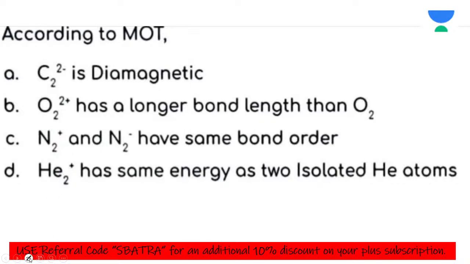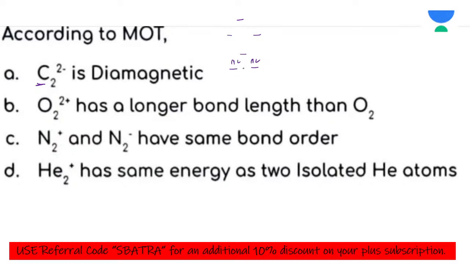Let's start discussing this question. We need to find the correct statements. Definitely we have sp mixing in the case of C2, so that's how we are going to draw these molecular orbital diagrams. We have two electrons, four electrons, and that's your molecular orbital diagram for C2.